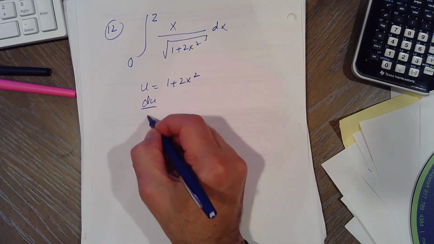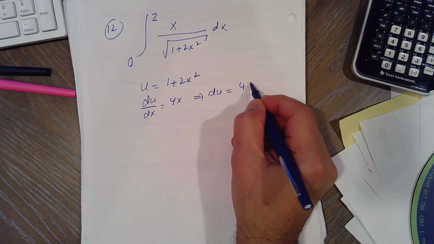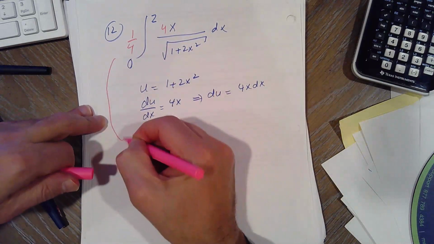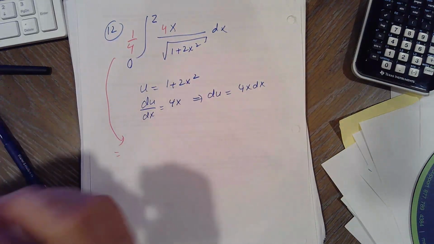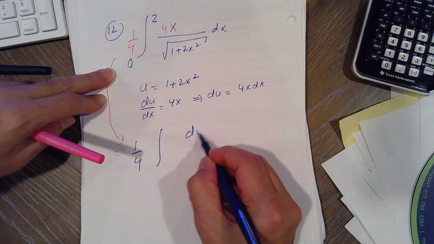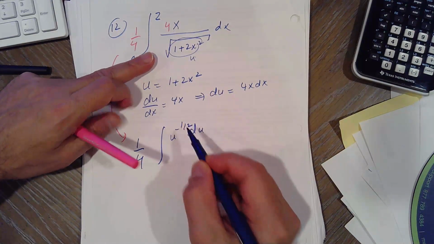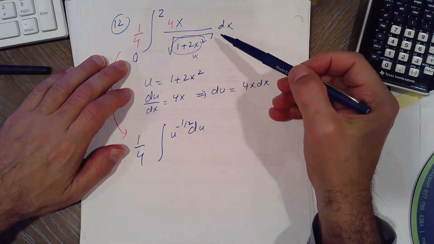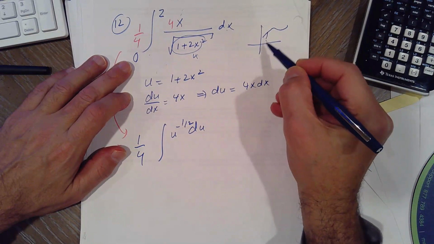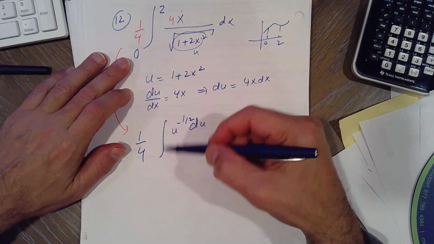So du/dx is 4x, which means du is 4x dx. So we need a 4, and it would be 1/4 integral, 4x dx is du, and that's u to the negative 1/2 at the bottom. Now, limits are the x values, when x is between 0 and 2. It's like doing an area where x is between 0 and 2. Now we have u, the variable, so it's not 0 and 2 anymore.